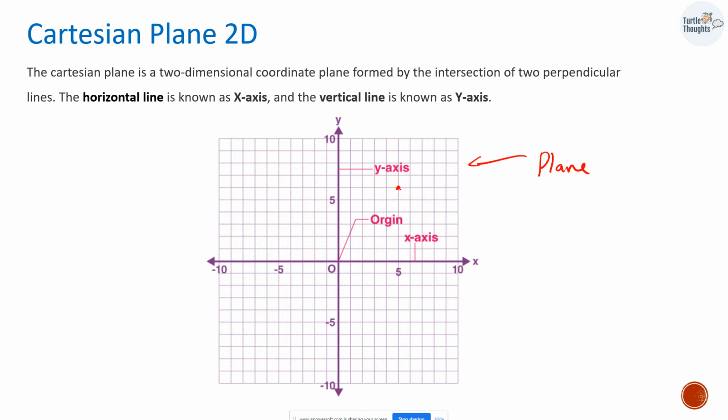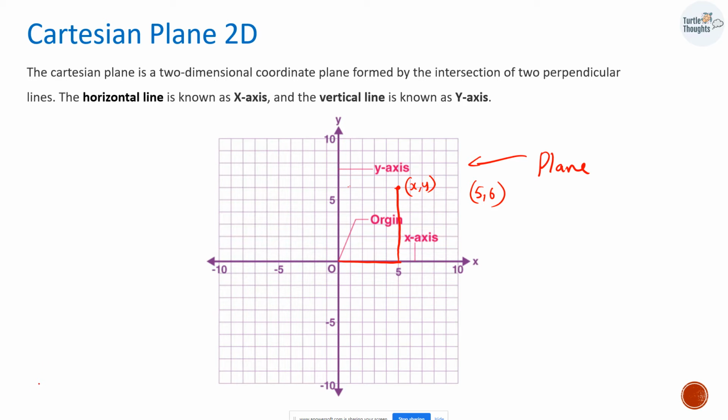Any point on the Cartesian plane can be written as x comma y, where if I consider this point, it is going to be 5 comma 6. I can write this as 5 comma 6, meaning that on the x-axis it is 5 units from the origin, and on the y-axis it is at a distance of 6 units. This is what it means.